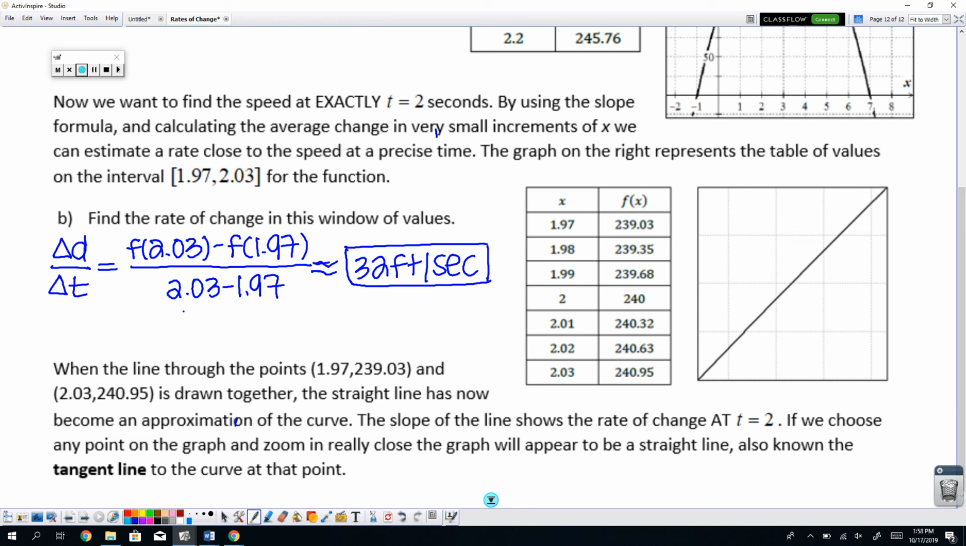Okay? So what it says is, when the line through the points 1.97 and 2.03 is drawn, the straight line has now become an approximation of the curve. The slope of the line shows the rate of change at 2. So basically what it's doing is giving us a rate of change, and it says if we choose any point on the graph and zoom in really close, it will appear to be a straight line, also known as the tangent line. So we're going to be learning about tangent lines. Okay? Alright, I hope this helps.